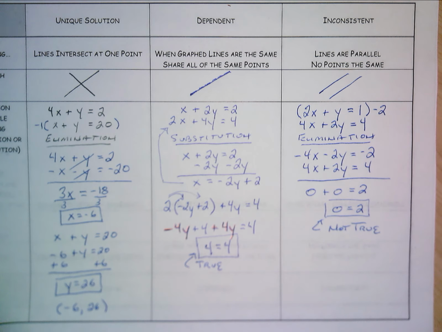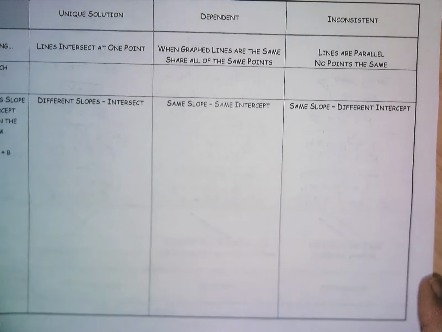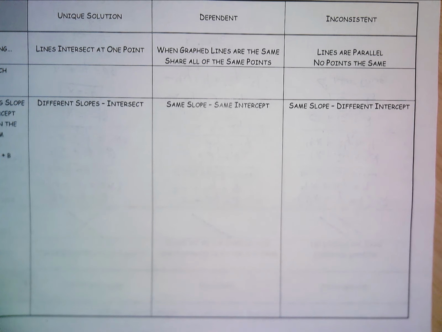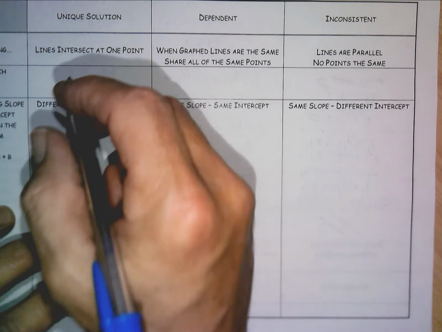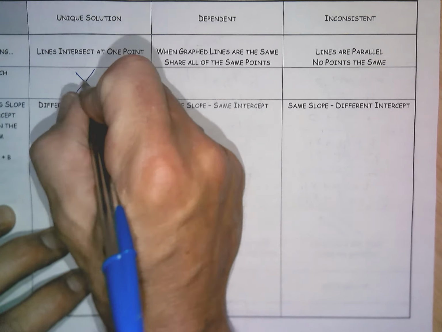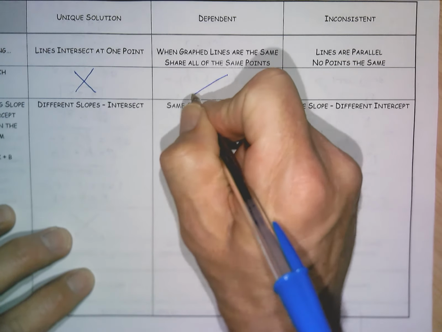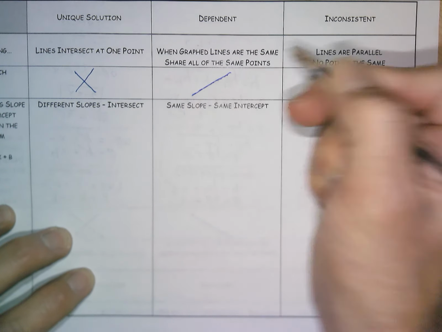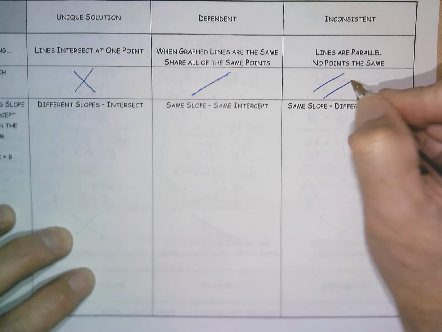All right. Turn your paper over, please. Let's put our sketches in right away. We have three kinds of systems. Either the lines cross, they produce the same line, which is kind of hard to draw, or they're parallel.